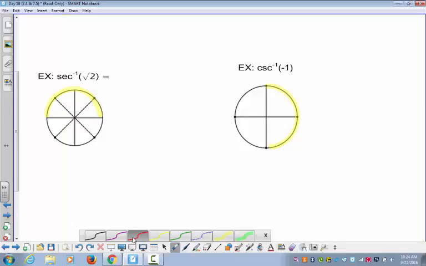Okay, so that's saying the angle on top with a secant value of root 2, which is the same thing as the angle on top with a cosine value of 1 over root 2. And 1 over root 2 is root 2 over 2. So we want the angle on the top with a cosine value of root 2 over 2, and it's got to be right there. Pi over 4.